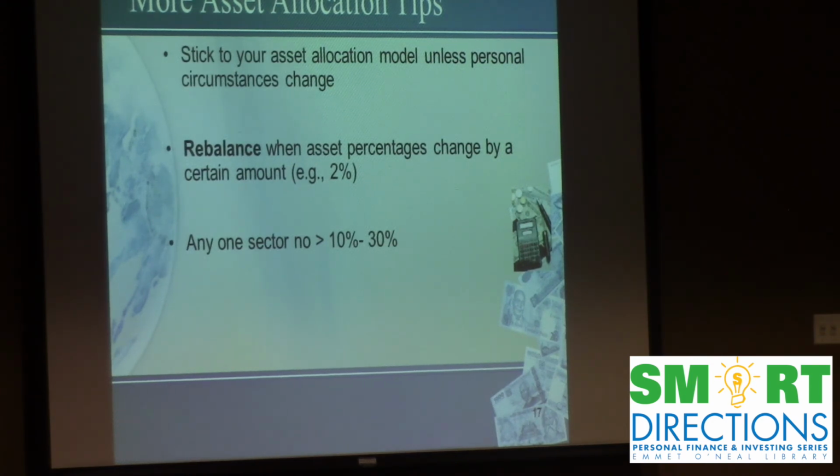And in terms of how much you want at every stage in life, there used to be some crazy rule, like 100 minus your age tells you what percentage of your money should be in stock, and that kind of stuff.